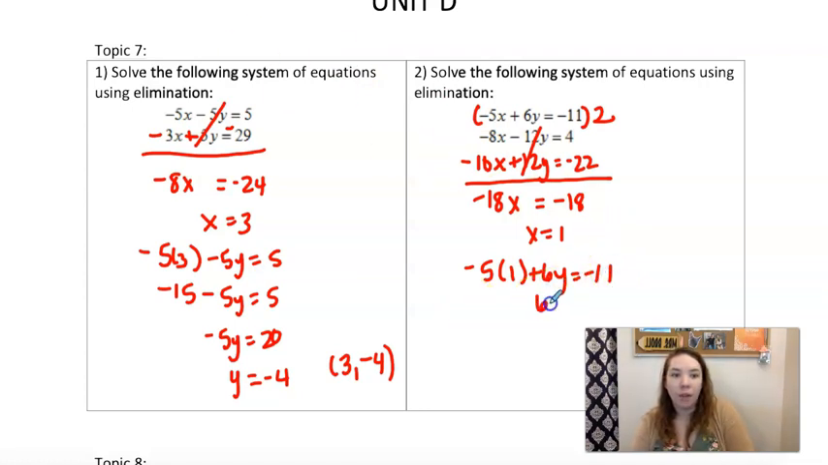And then I can add 5 to both sides and divide by 6, so y is negative 1.